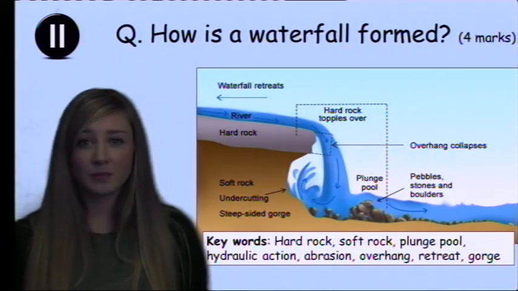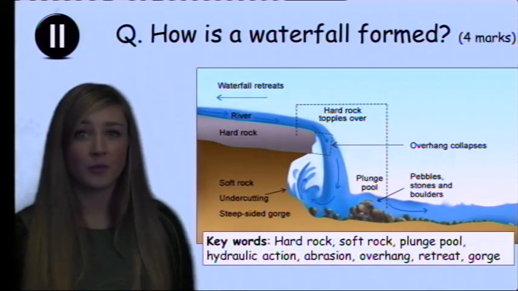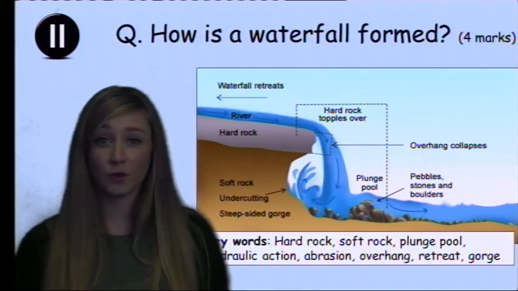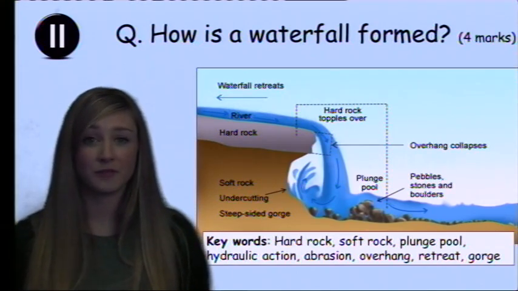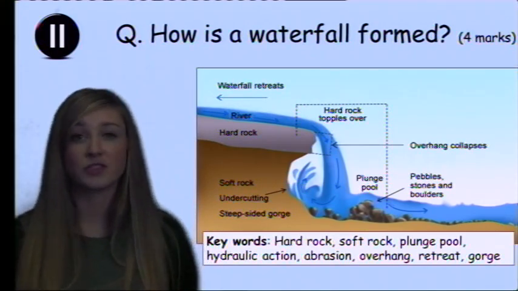So an exam question that you might get in relation to the upper course of the river would be how is a waterfall formed, or you might be asked to describe some of the features found in the upper course of the river, which is what we've just looked at.